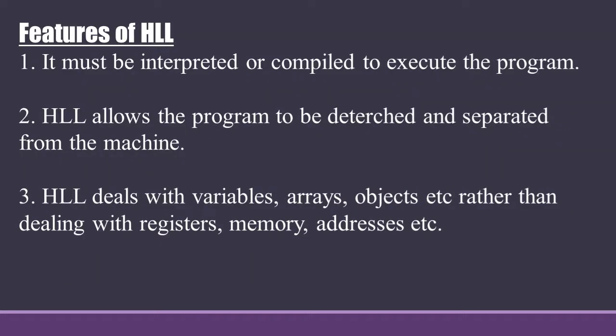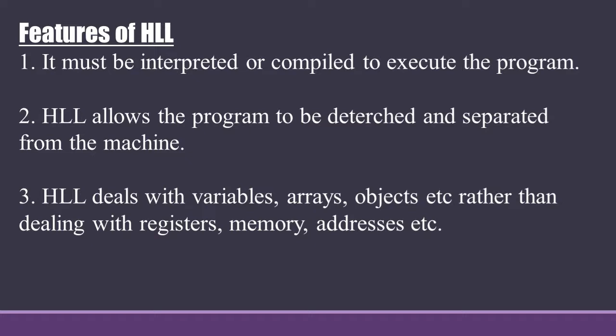Features of high-level language. What are the features? Number one, it must be interpreted or compiled to execute the program. Like I said before, if the program must be run, either you use an interpreter to translate it into the machine language, or you use a compiler. That is what this first point is talking about. It must be interpreted or compiled to execute the program.